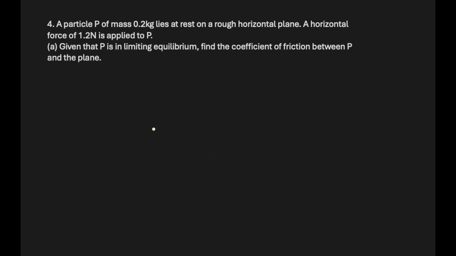Okay. A particle P of mass 0.2 kg lies at rest on a rough horizontal plane. A horizontal force of 1.2 Newton is applied to P, so let's say in this direction 1.2 Newton. Part A: given that P is in limiting equilibrium, so there is something stopping it, find the coefficient of friction, that means frictional force, between P and the plane.